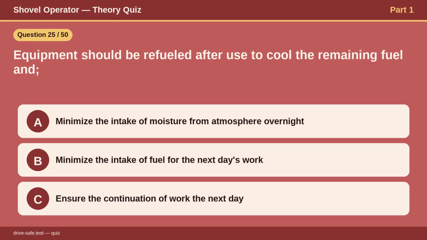Question 25. Equipment should be refueled after use to cool the remaining fuel and: Option A. Minimize the intake of moisture from atmosphere overnight. Option B. Minimize the intake of fuel for the next day's work. Option C. Ensure the continuation of work the next day. The correct answer is option A. Minimize the intake of moisture from atmosphere overnight.